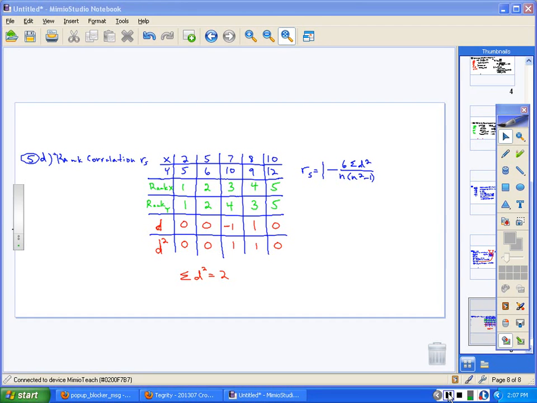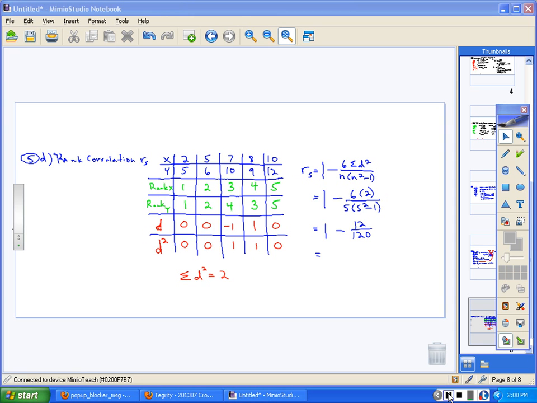Okay, be careful when you copy the formula that you copy it correctly. Frequently, students will put the 1 in the numerator and then put the denominator over the whole thing, but that's not right. The 1 is all by itself. It's just the number 1 minus 6 times the sum of the d squareds, and the sum of the d squareds is 2. And n, remember, was 5, because we have 5 points. So it's 5 parentheses 5 squared minus 1. So that's 1 minus, you get a 12 in the numerator, and you get 120 in the denominator.